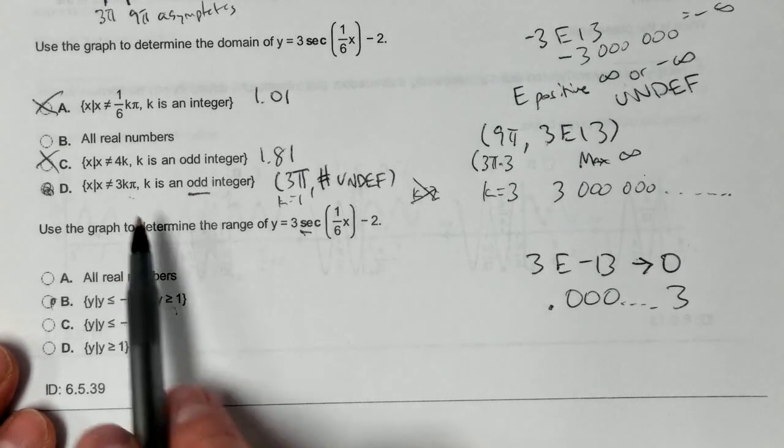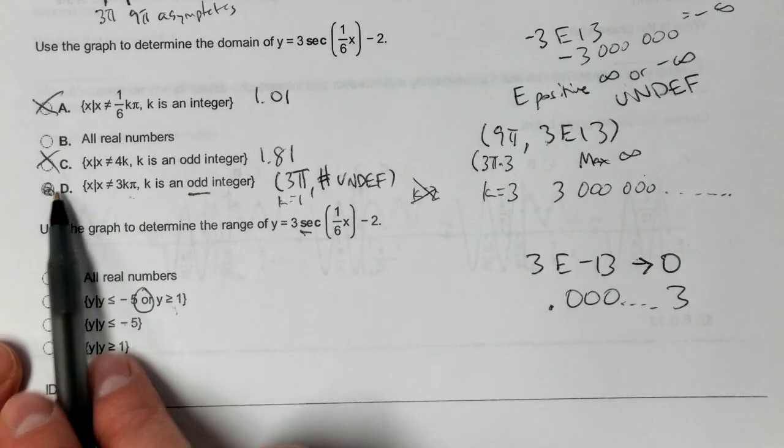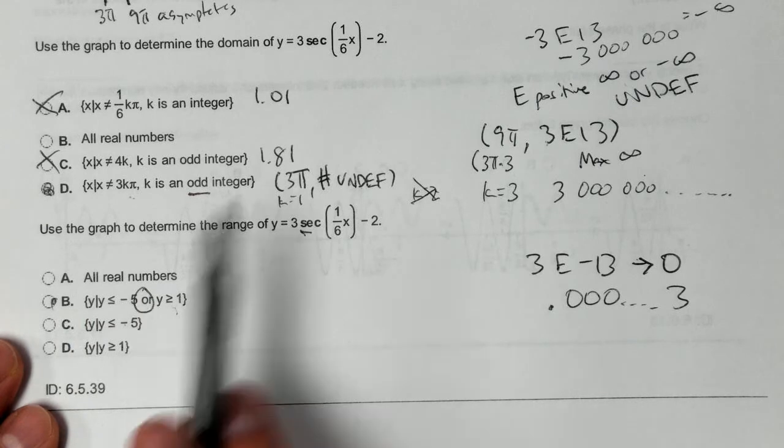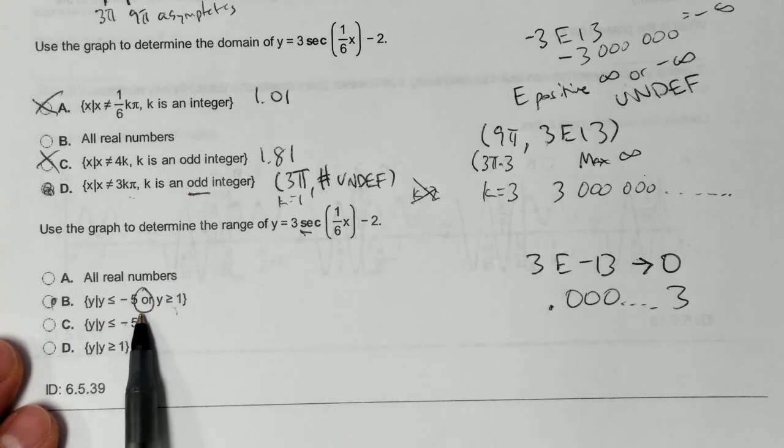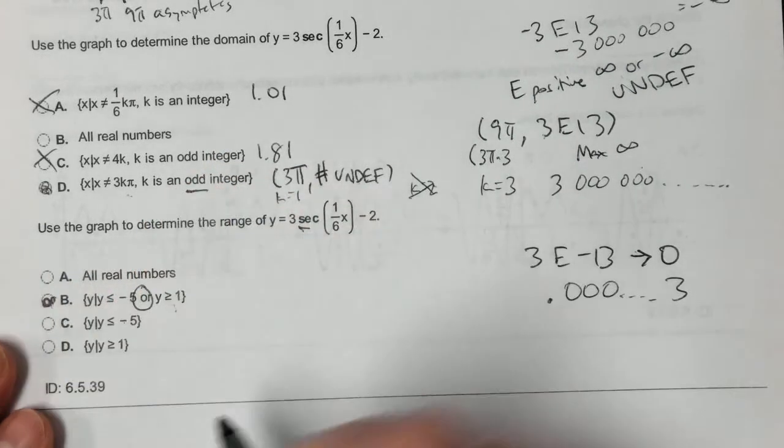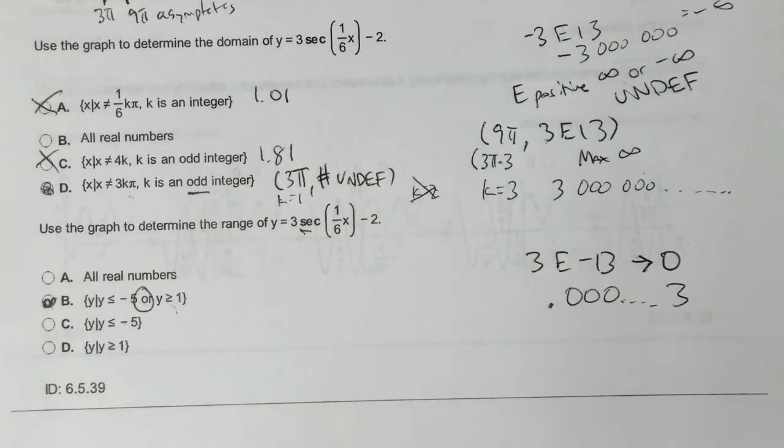So we know it's the D answer, and then we've already said it's the OR if it's secant or cosecant. And we showed how to get that. Any questions? Okay.